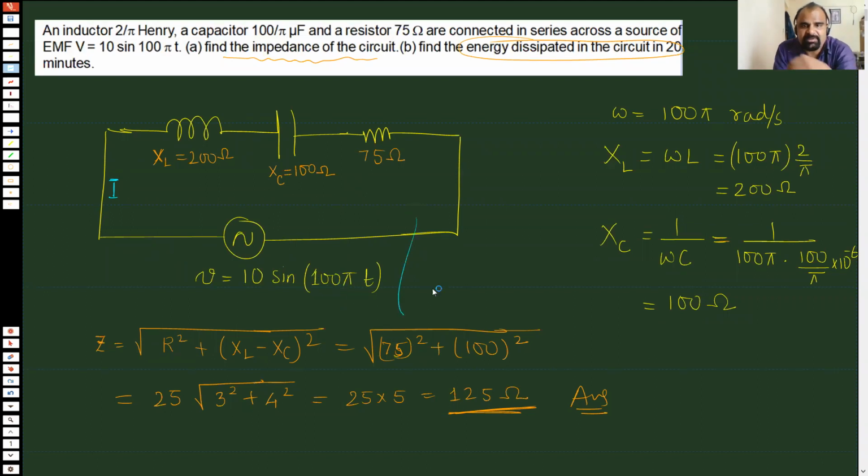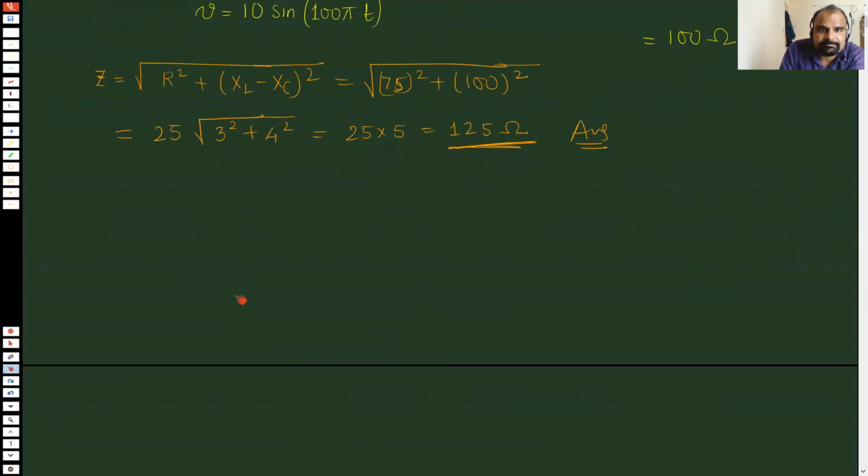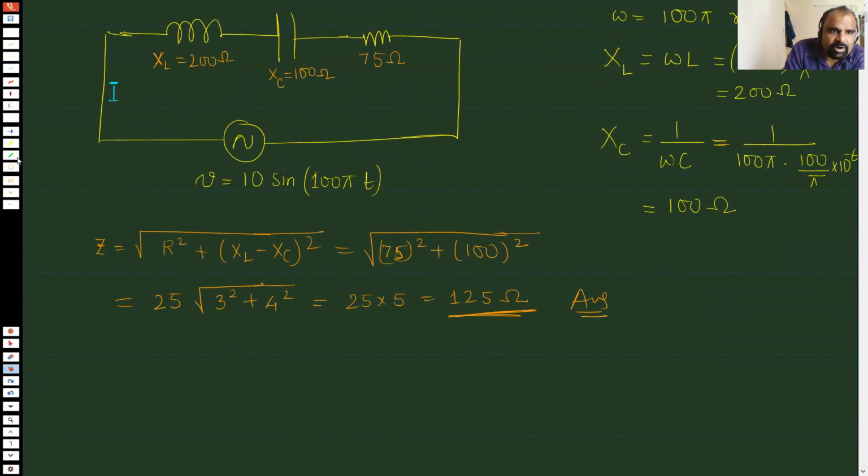Okay, so let me come back to this without wasting any time. We have already solved this, but now let me formally do this. So what will be the current in the circuit? What is the RMS voltage? Of course, the source voltage. It is 10 by root 2 volts, because this 10 is peak.